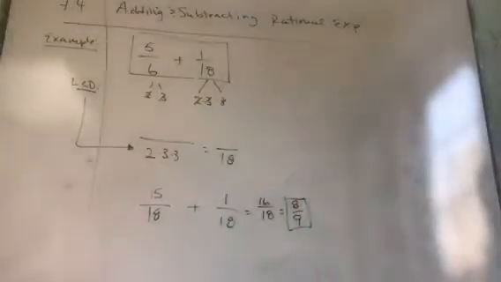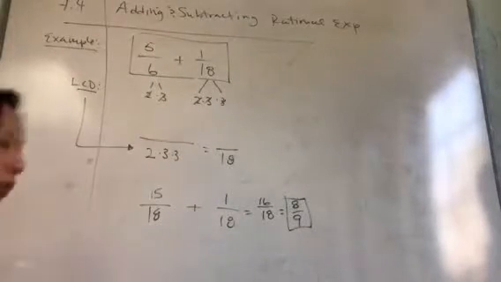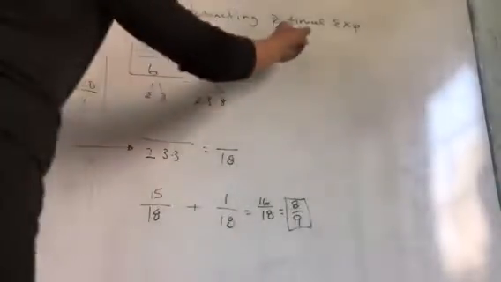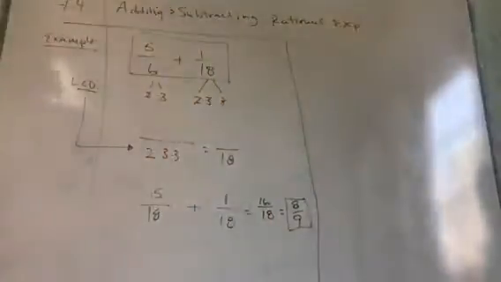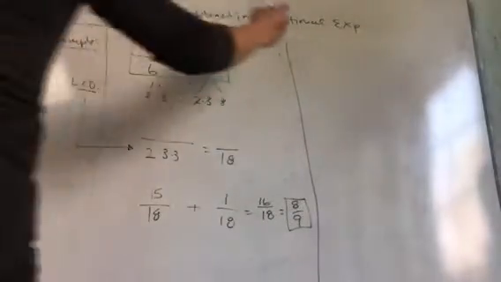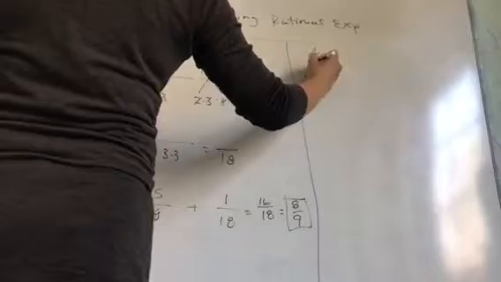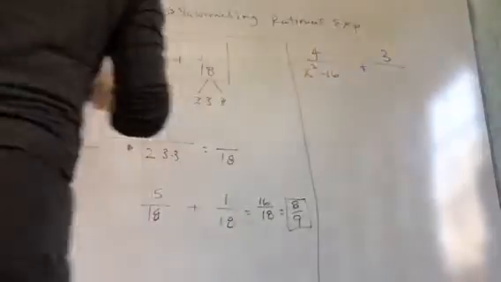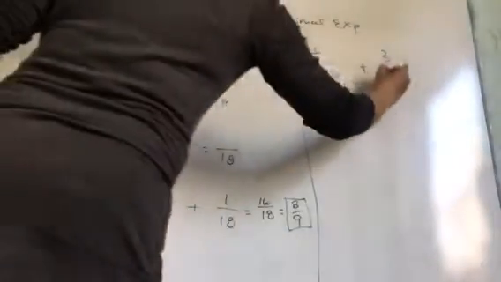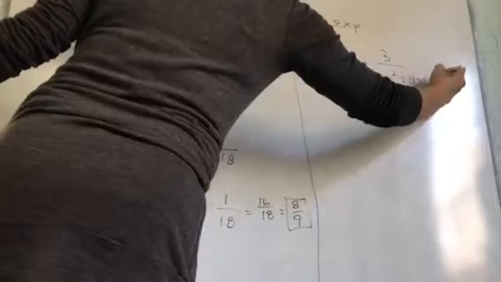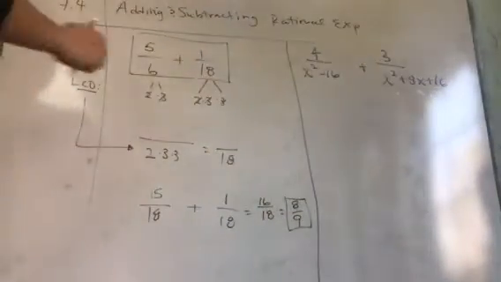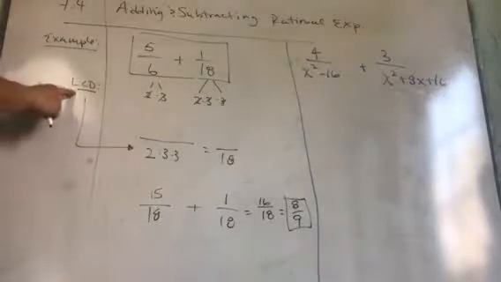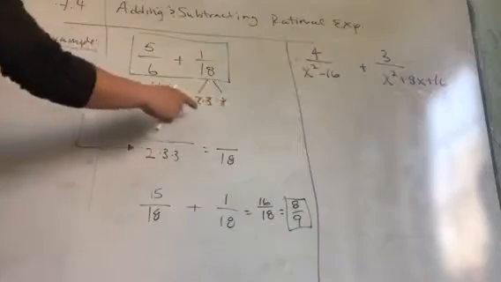Okay. Well, guess what? For algebra, it's nothing different. So let me go ahead and outline an example for you. I'm going to pick a problem of 4 over x squared minus 16, and I'm going to add that to 3 over x squared plus 8x. Okay, so the first thing is, if I want to add these two fractions together, I need to find the LCD.